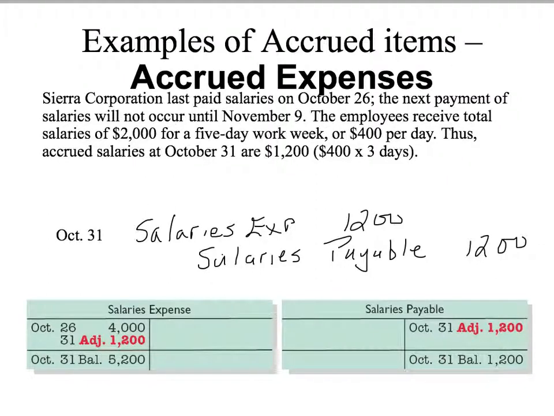And the same would go for accrued revenue. I have earned the revenue over the period, but I have not billed for it. So in this case, what you would do is debit the receivable, debit accounts receivable, and credit the revenue.